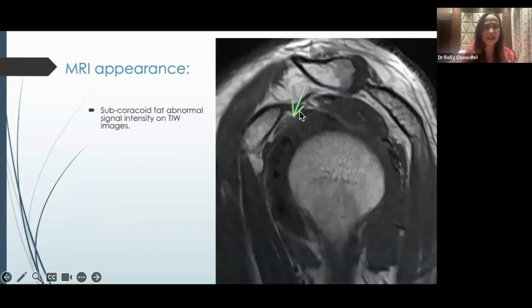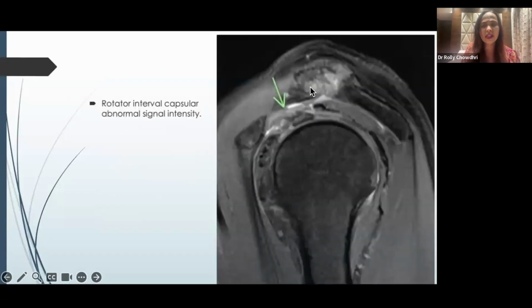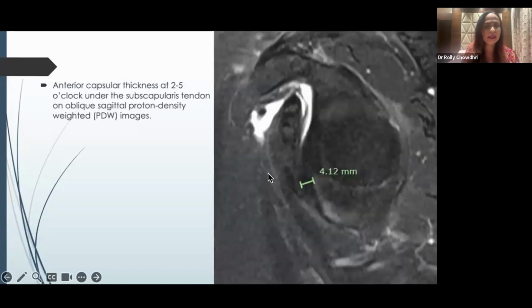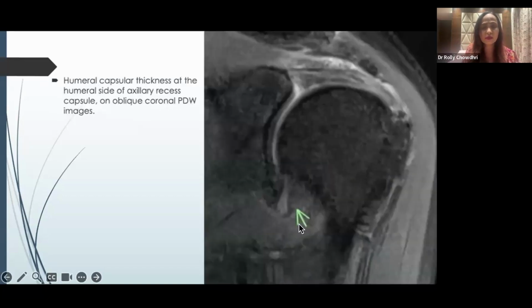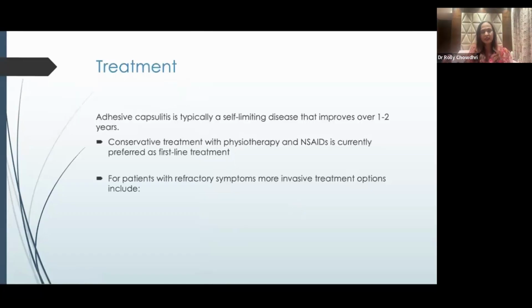In these few images, just to be aware, this subcoracoid fat has an abnormal signal intensity here. This is the coracohumeral ligament, which is thickened here. Just one slide to make you aware. This is abnormal signal intensity in the rotator interval. This is the target sign of the biceps tendon effusion. This is thickening of the capsule. This is axillary capsule thickening of the pouch. So this was just a brief.